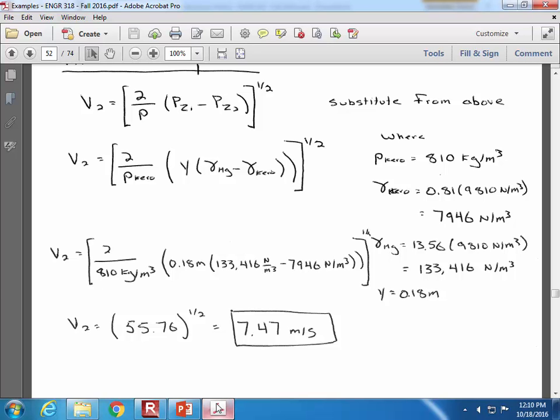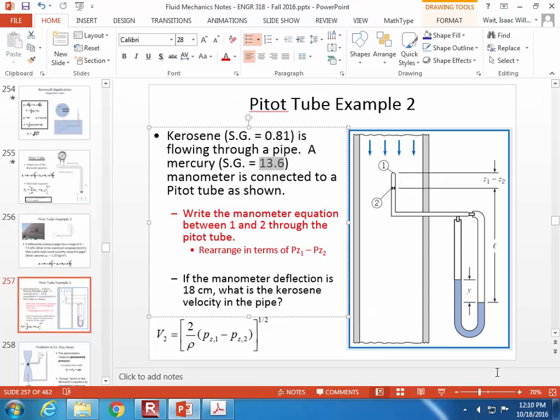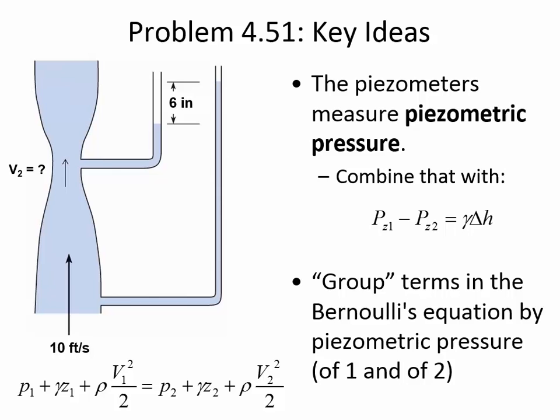All right, let's look at some key ideas for the homework. We've still got 5 minutes till class is over. So I want to look at a similar problem to what we just solved. This is easy though, because these are piezometers rather than a pitot tube. These piezometers measure piezometric pressure. That is, the elevation of the water gives you an idea of what the pressure is where it's connected.